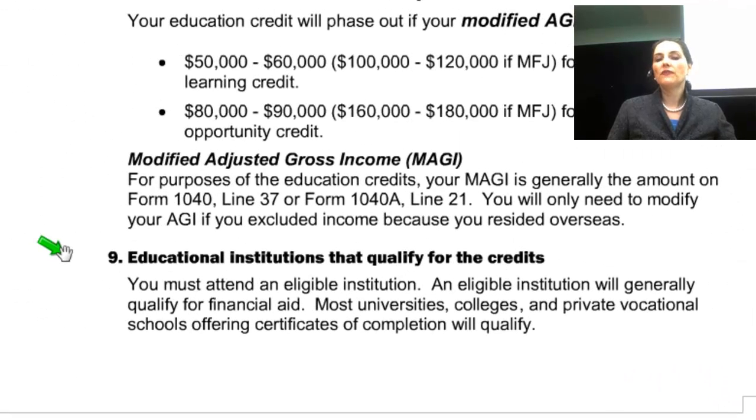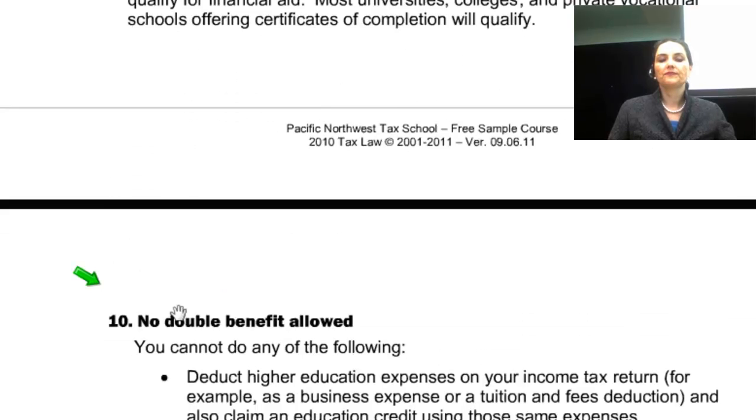Educational institutions that qualify for the credits: you must attend an eligible institution. An eligible institution will generally qualify for financial aid. Most universities, colleges, and private vocational schools offering certificates of completion will qualify.